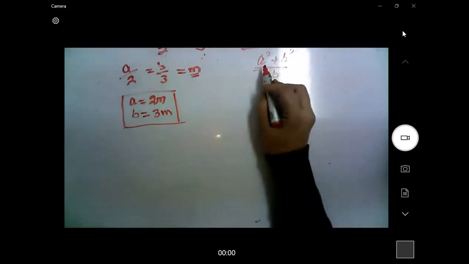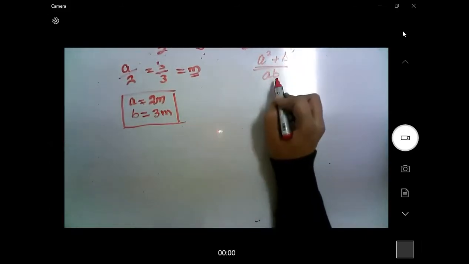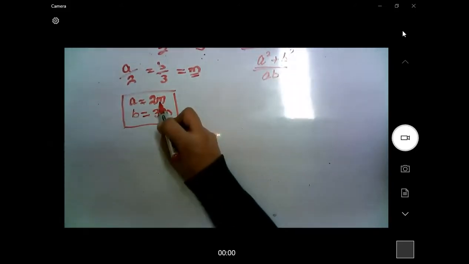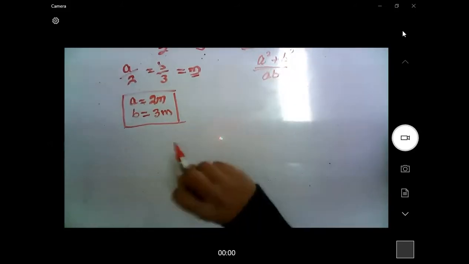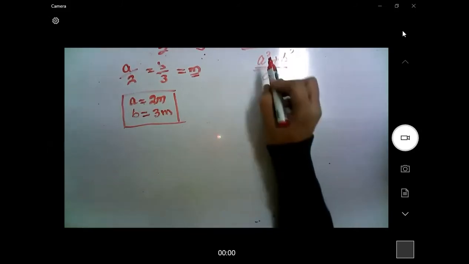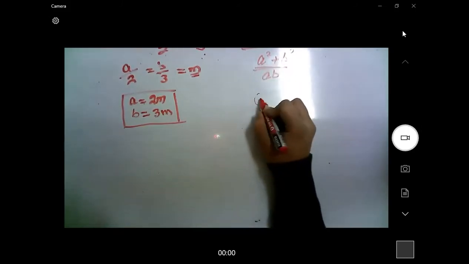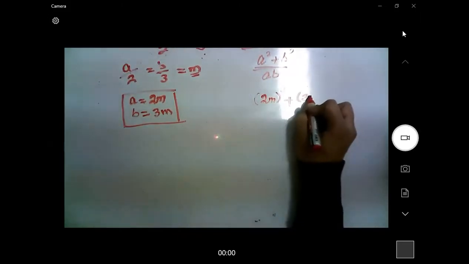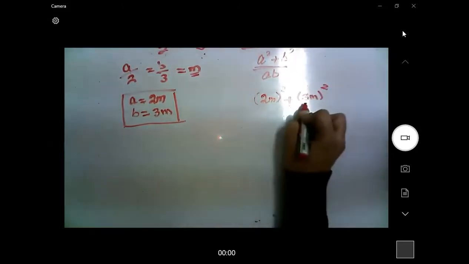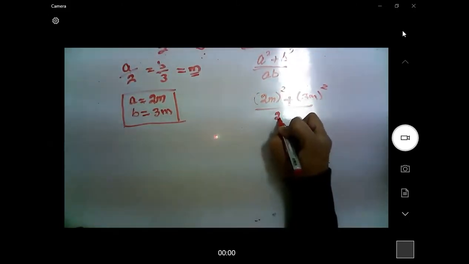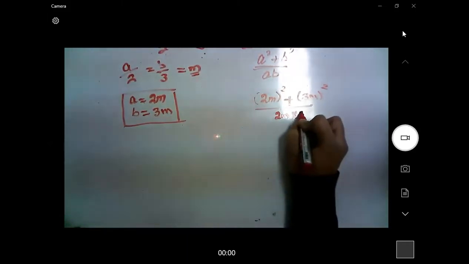The question is to get the value of A squared plus B squared over AB. A squared, we are going to substitute A by 2M, and substitute B by 3M. After substituting, A squared is 2M all squared plus B squared 3M all squared, over AB, which is 2M times 3M.